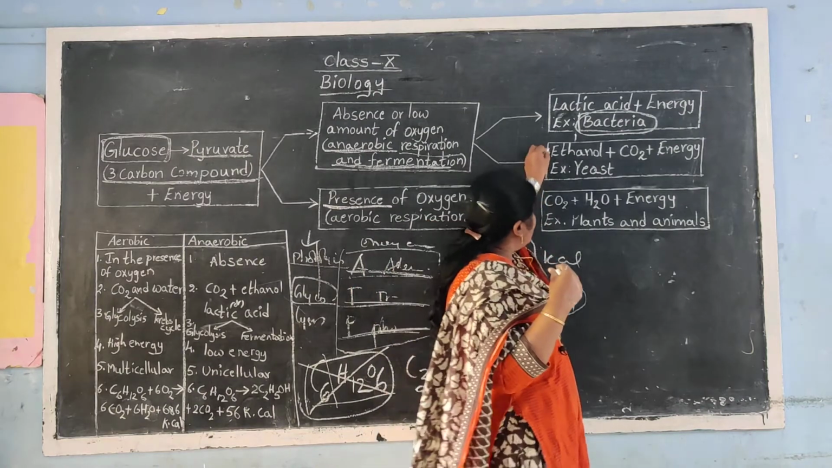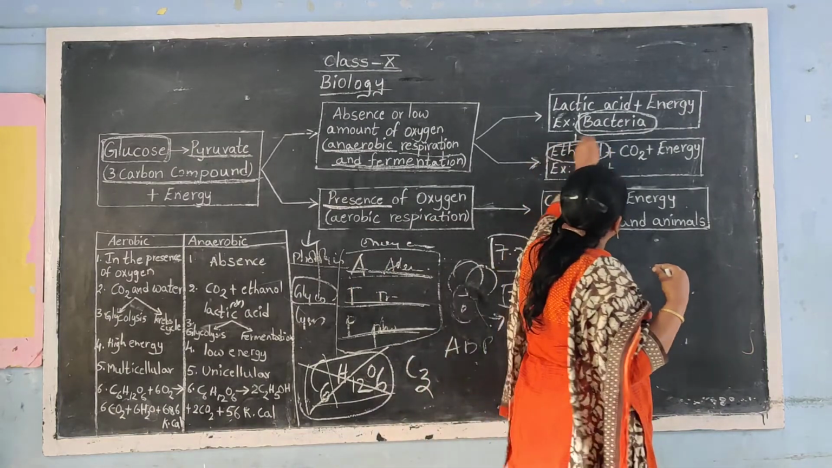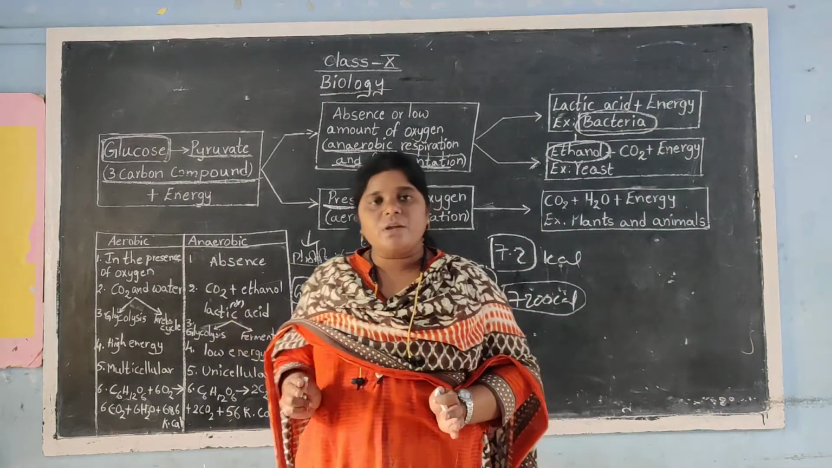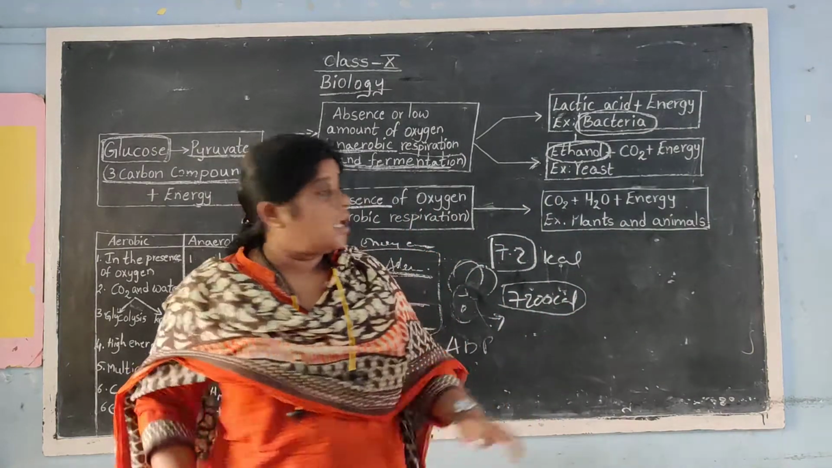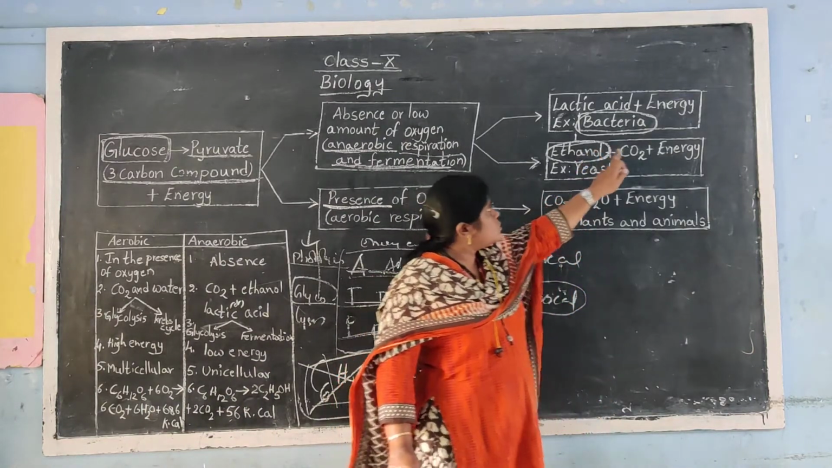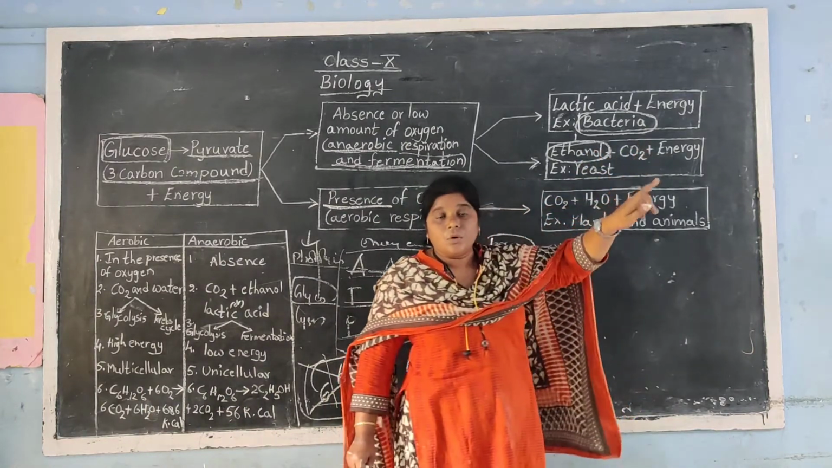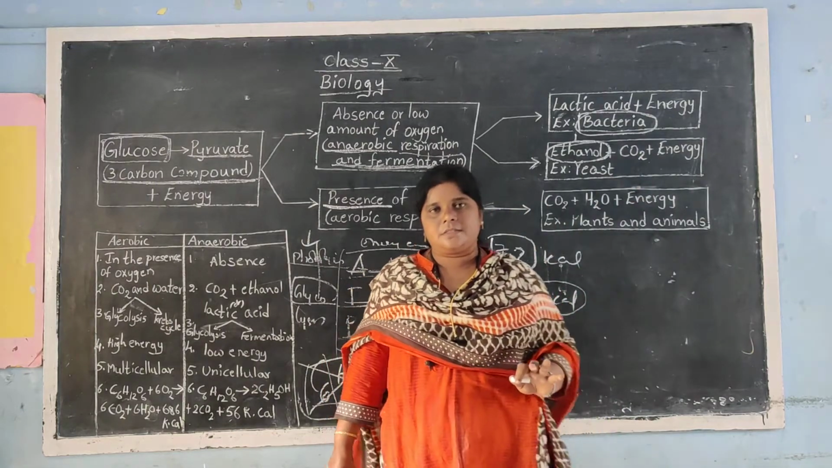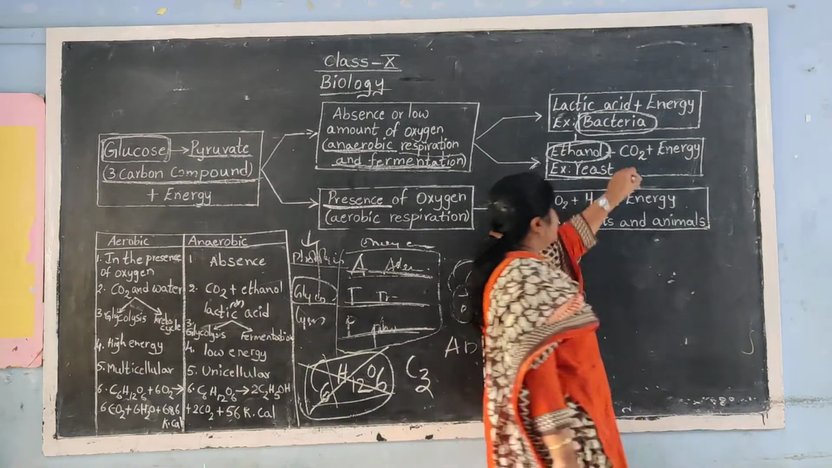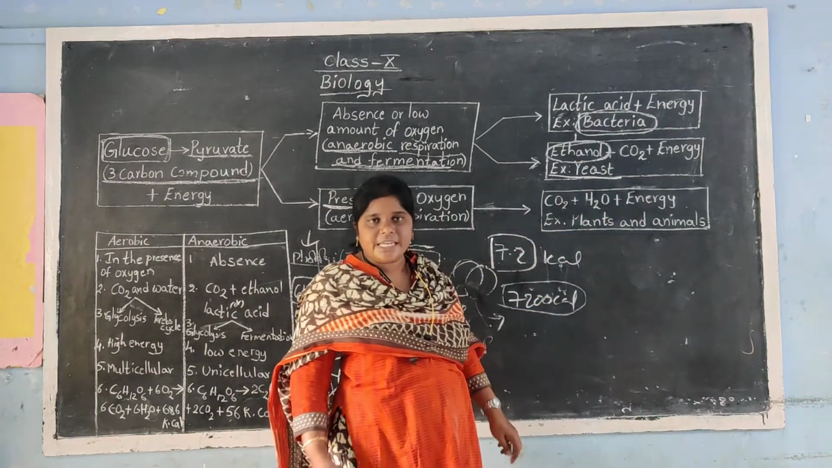Fermentation. So here, by breaking down of glucose, pyruvate will be formed, and from that pyruvate ethanol will come. Ethanol, and also CO2 will be released, and also energy will be released. A good example here is yeast.